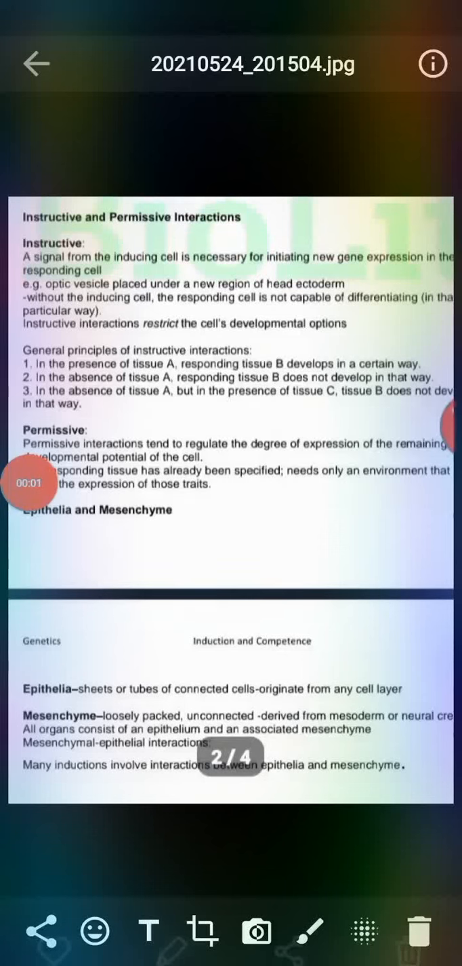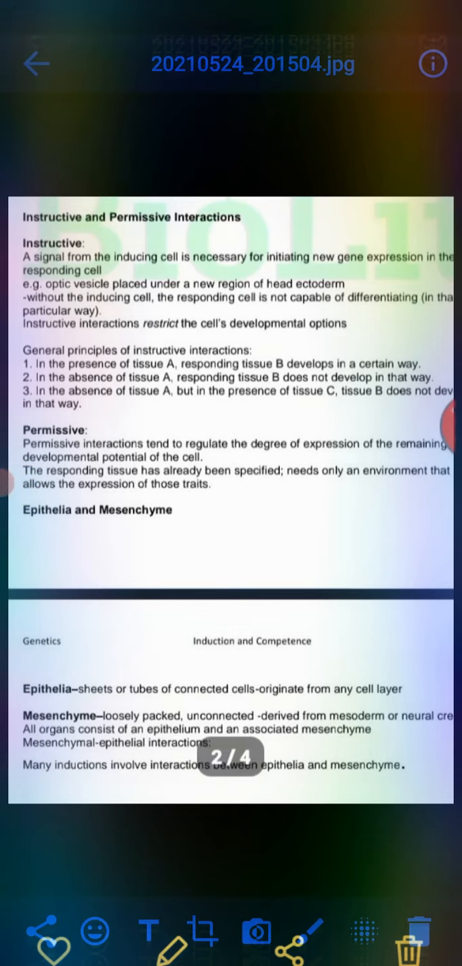Hi everyone, today we are talking about instructive interaction and permissive interaction. Instructive and permissive interactions come under the topic of induction and competence in developmental biology. So here we are talking about instructive interaction. In my first video I already talked about what is meant by induction and competence.